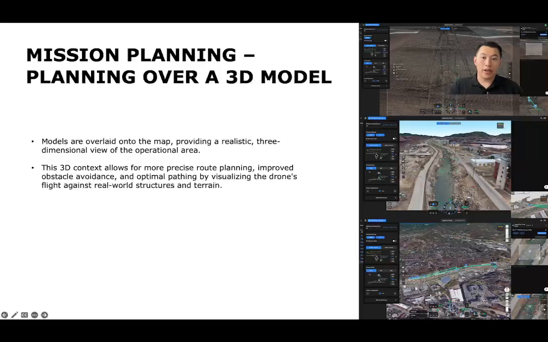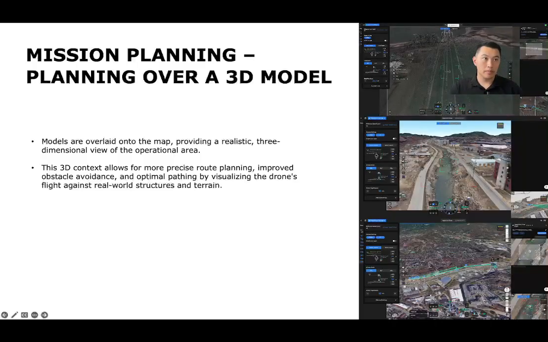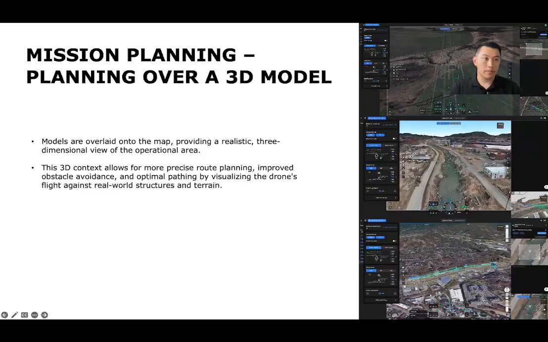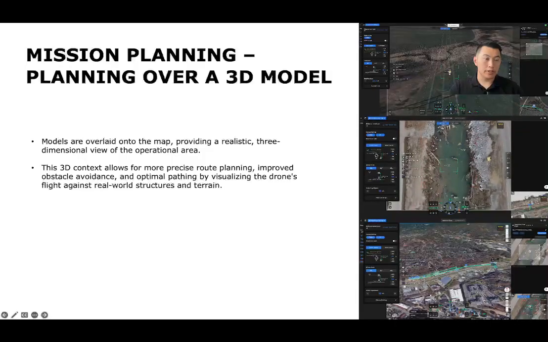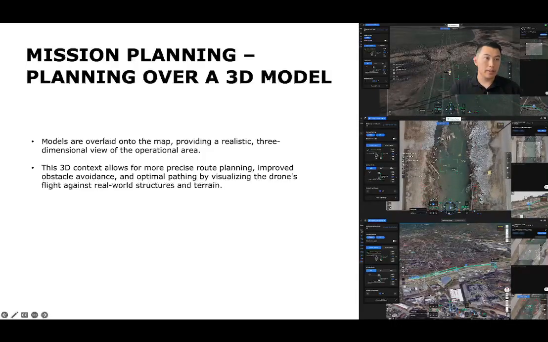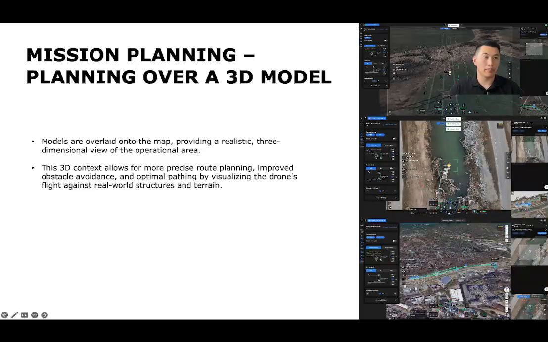Models can be overlaid on a map, providing a 3D view of the operational area. This allows for more precise route planning, improved obstacle avoidance, and optimal pathing. So this is an example of pre-planning a mission on a model. So you can see we're taking photos of the river, and this is all done in FlightHub 2. You're able to plan the mission on top of the model that you had imported into FlightHub 2.